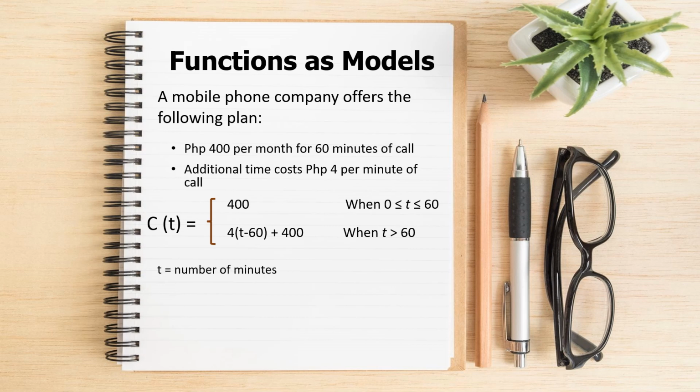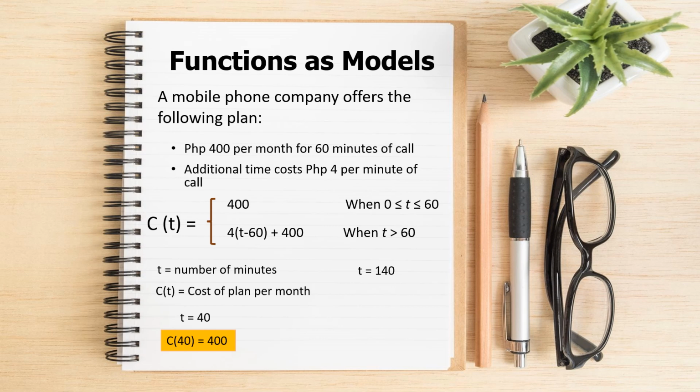We use T to represent the number of minutes, and C of T is the cost of the plan per month. When you consume 40 minutes of call, you will still pay 400 because T equals 40 is within the interval of 0 to 60. So your payment will be 400 pesos.